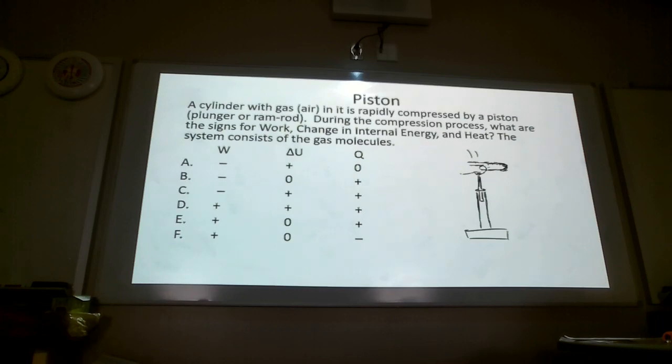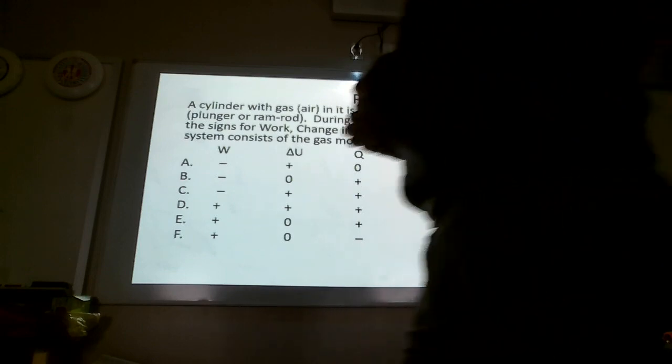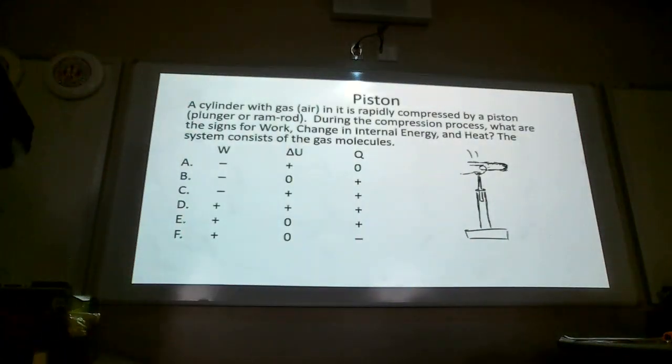So what was work? Positive, negative, or zero? Negative. Compressed. We did work on the system. Okay. What was heat? Internal energy definitely increased, right? Got hot enough to burn the paper.